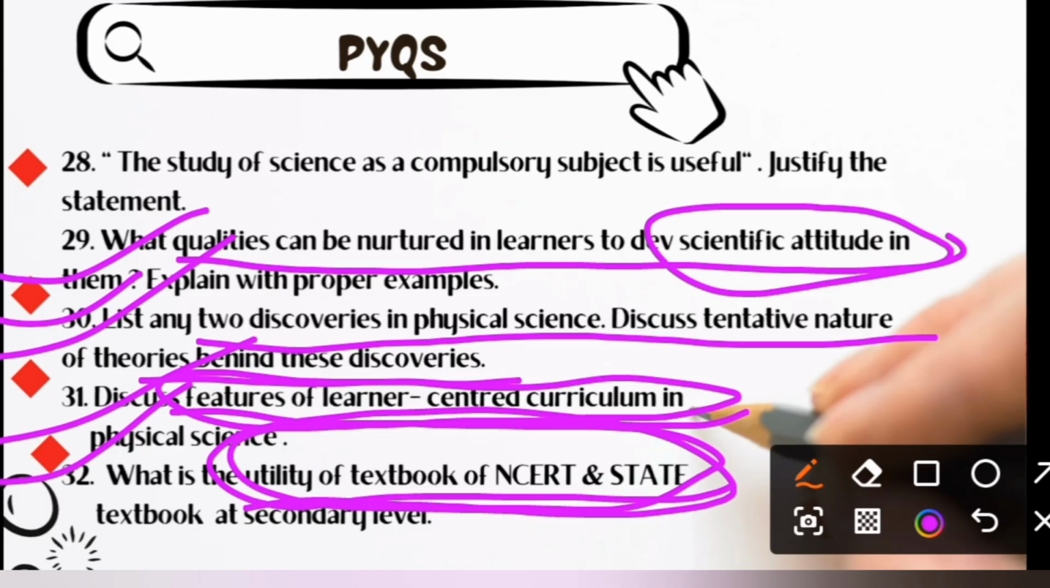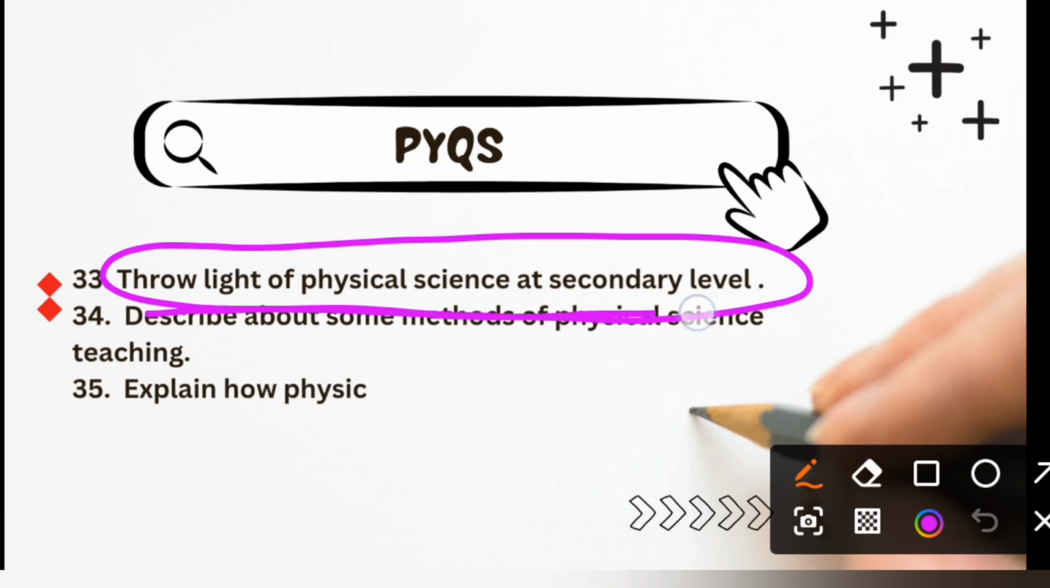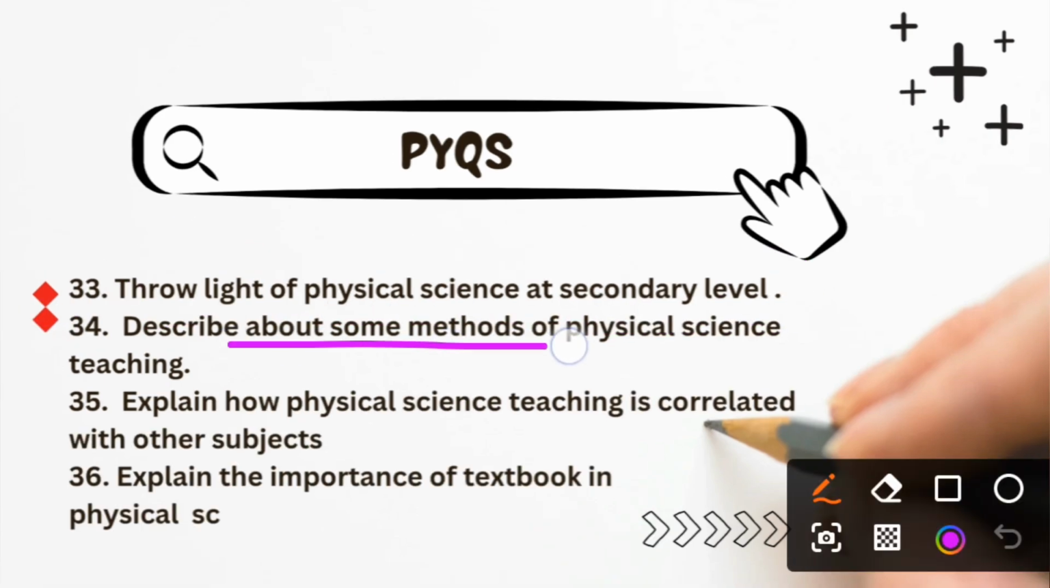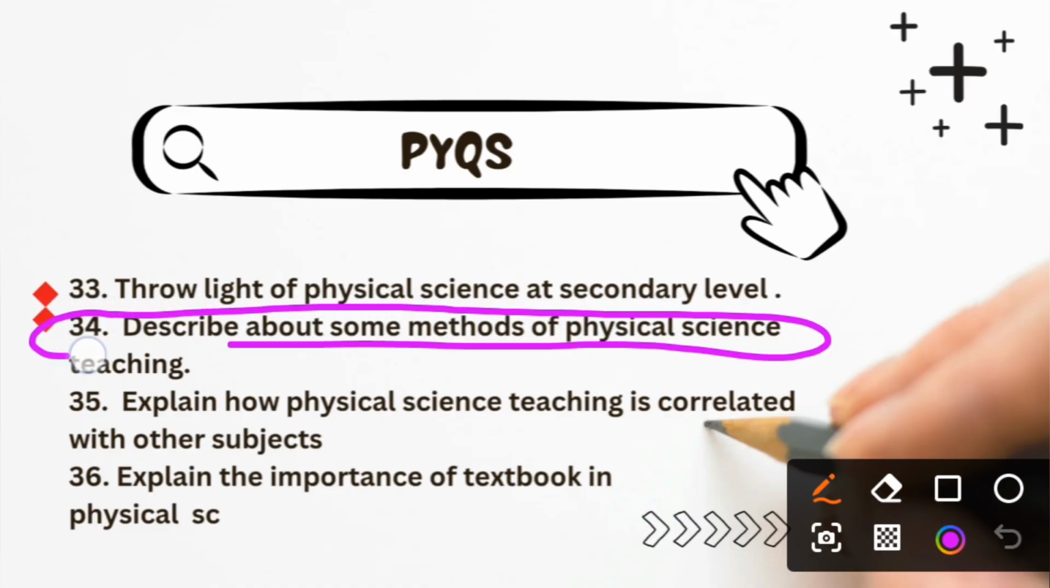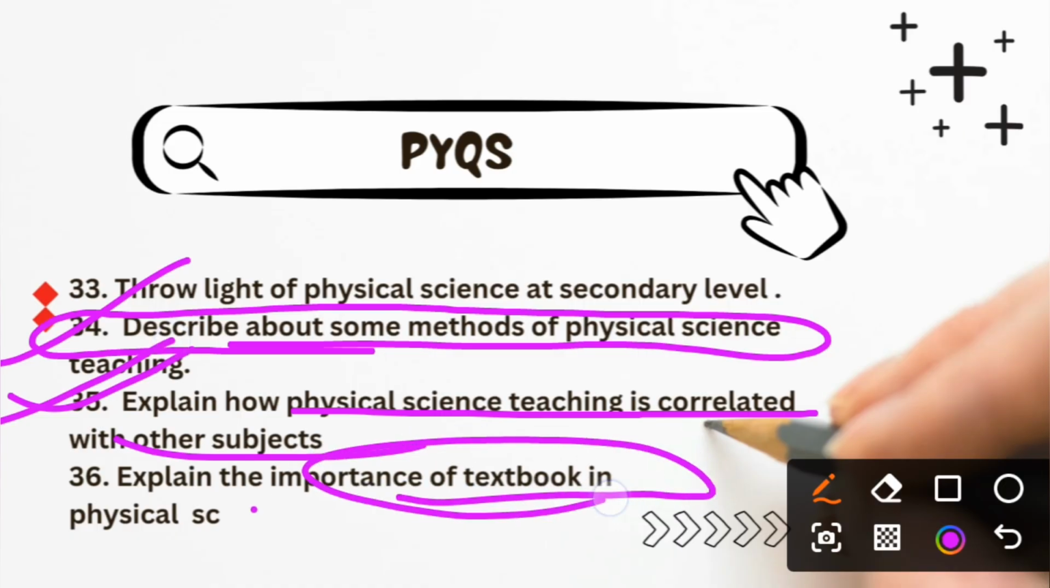Toward the next slide, the question is, throw light on physical science at secondary level. So explain the definition of physical science. Question number 34, describe some methods of physical science teaching. You have to write any of the methods such as observation method, explanation method, lecture method or scientific method, anyone. Question number 35, explain how physical science teaching is correlated with other subjects, same as the earlier question. Question number 36, explain the importance of textbook of physical science, same question.